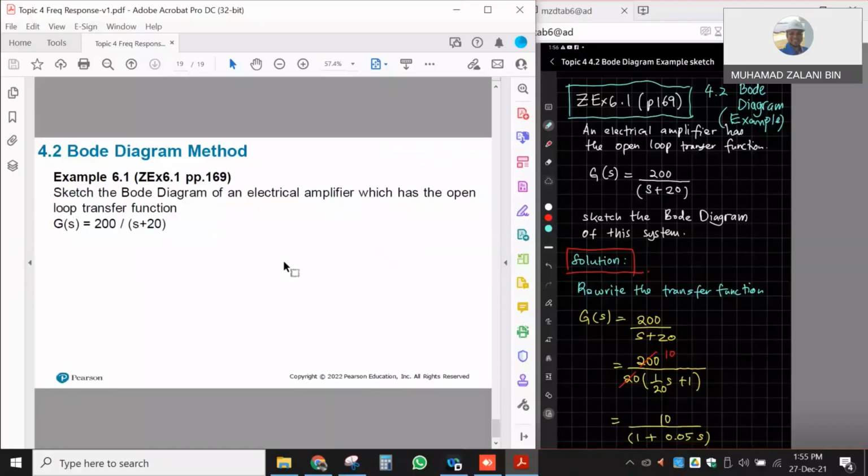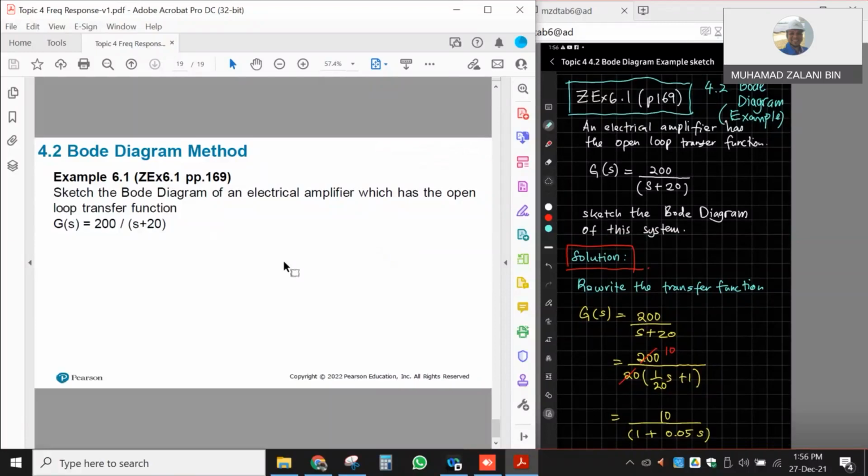Moving on in this particular session, we'll continue our discussions on the Bode diagram method. In this session, I will be discussing further an example of how we can sketch the Bode diagram, using Example 6.1, page 169 of the reference book I am referring to.